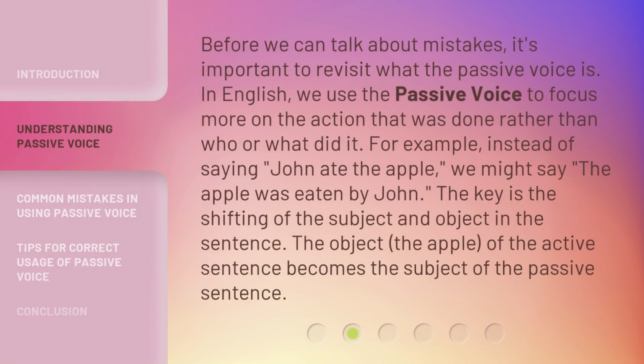Before we can talk about mistakes, it's important to revisit what the passive voice is. In English, we use the passive voice to focus more on the action that was done rather than who or what did it. For example, instead of saying, "John ate the apple," we might say, "The apple was eaten by John." The key is the shifting of the subject and object in the sentence. The object, the apple, of the active sentence becomes the subject of the passive sentence.